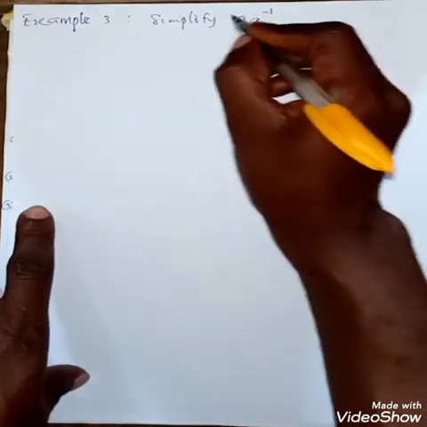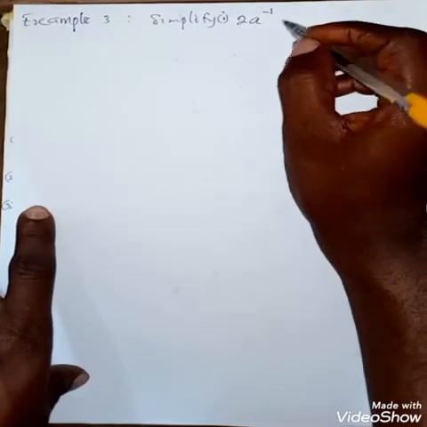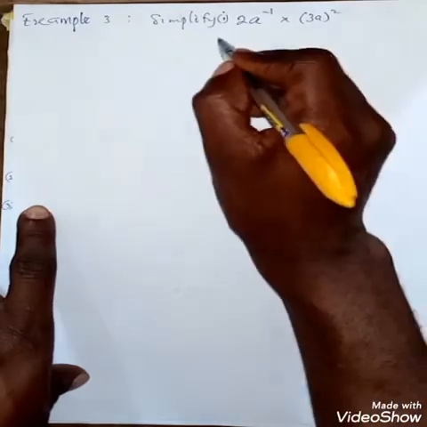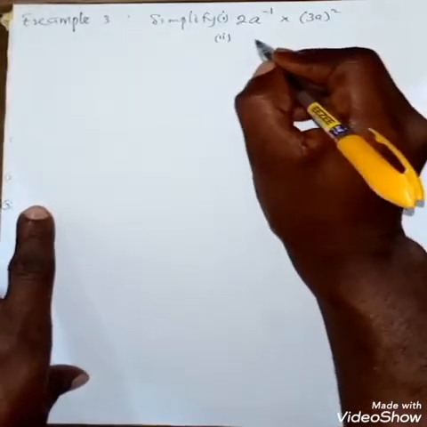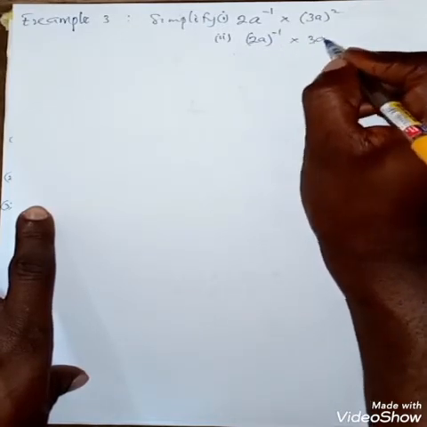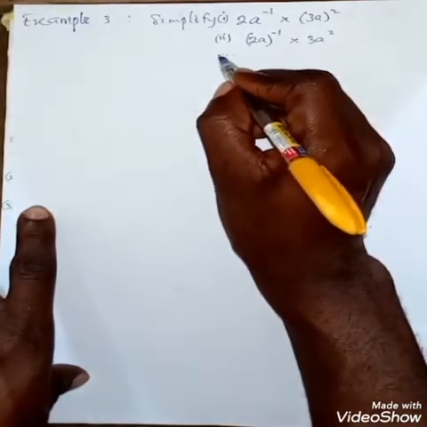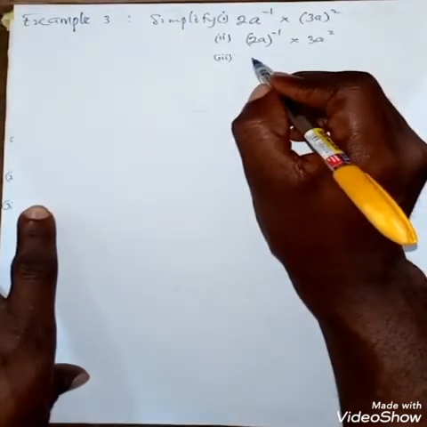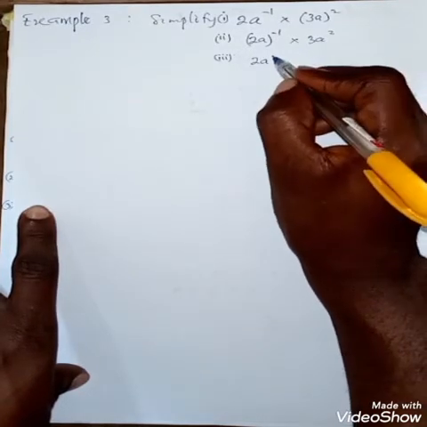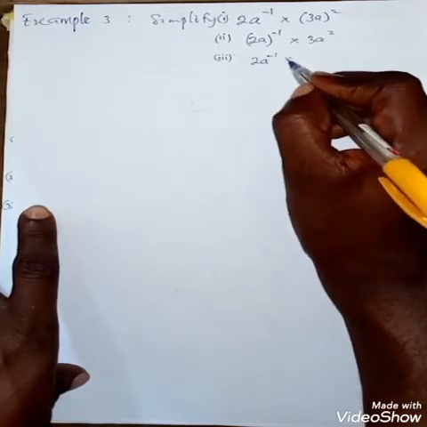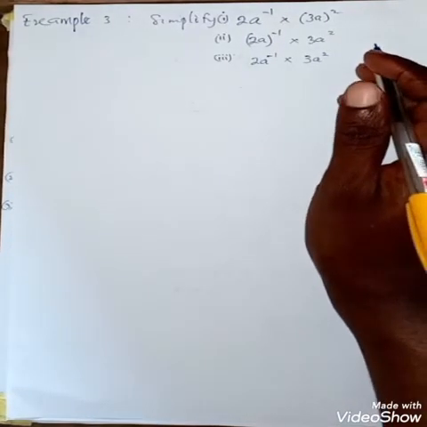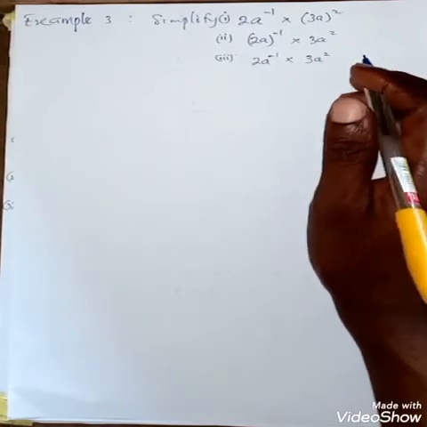Number 1: 2a raised to power minus 1 multiplied by 3a squared. Number 2: 2a raised to power minus 1 times 3a squared. Number 3: 2a raised to power minus 1 times 3a squared. So those are the last 3 questions we want to take on our indices.